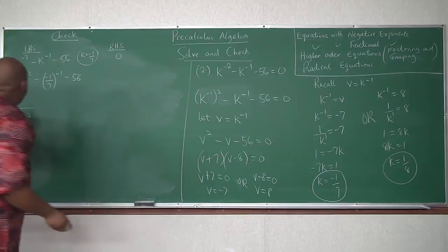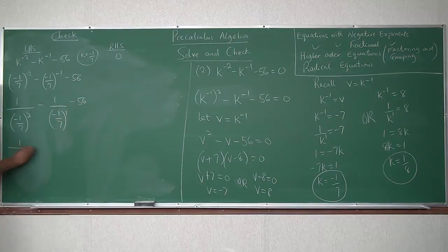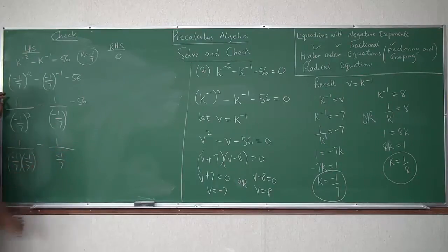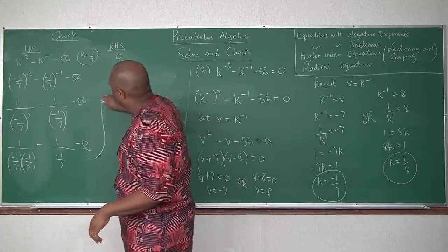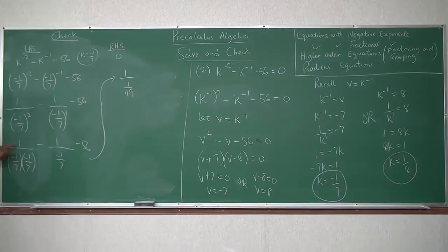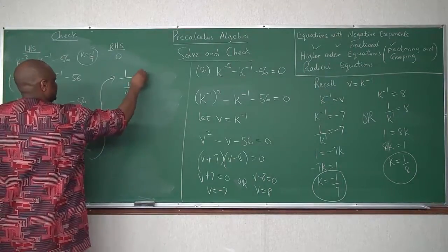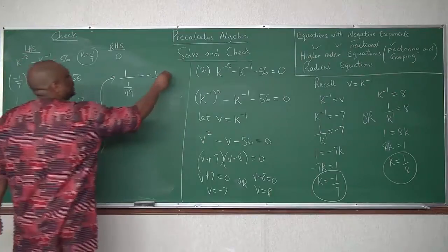So this will be minus 1 over negative 1 over 7 raised to the power 1 minus 56. So this will be 1 over this negative 1 over 7. If I want to show my work, times negative 1 over 7, minus 1 over negative 1 over 7 minus 56. We know that the right hand side is 0, so let's just finish the left hand side. So this will be 1 over 49. Are you with me? A negative times negative is positive. 1 over 7 times 1 over 7 is 1 over 49, because this is like saying minus minus 1 over 7, minus 56.